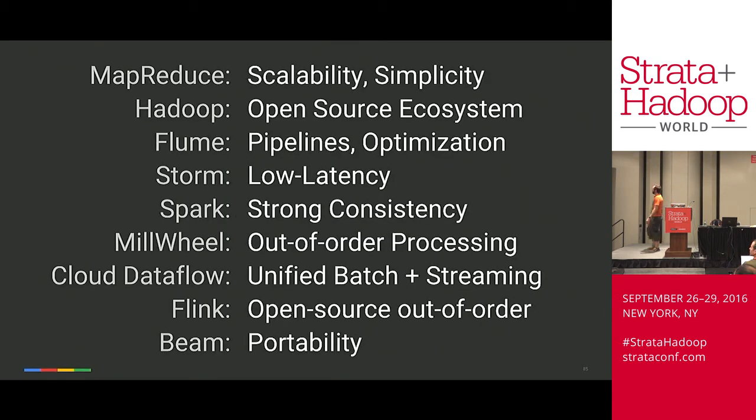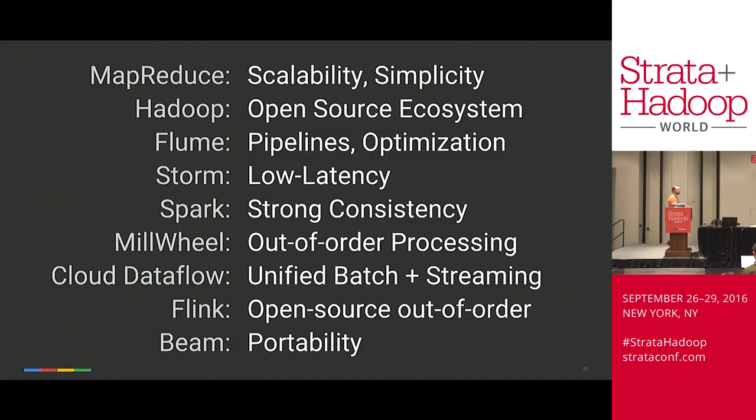So the main points that I claimed were important, at least for the thesis I'm presenting here. MapReduce brought about scalability and simplicity. Hadoop really brought big data, this open source ecosystem thing. Flume with the idea of pipelines and optimization, so you can write clear, maintainable code that's still highly performant. Storm bringing low latency processing to the masses.